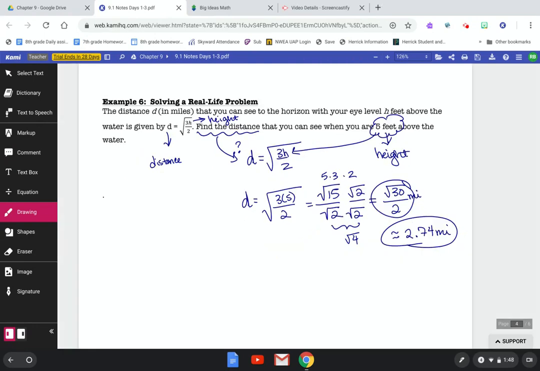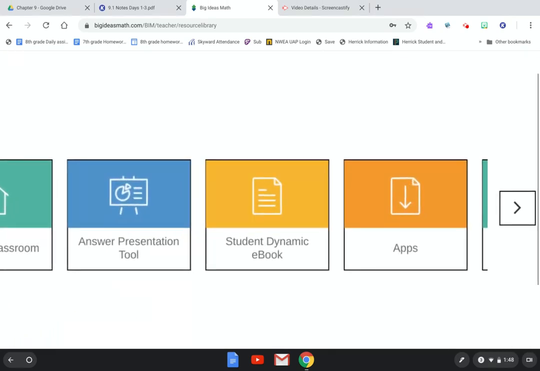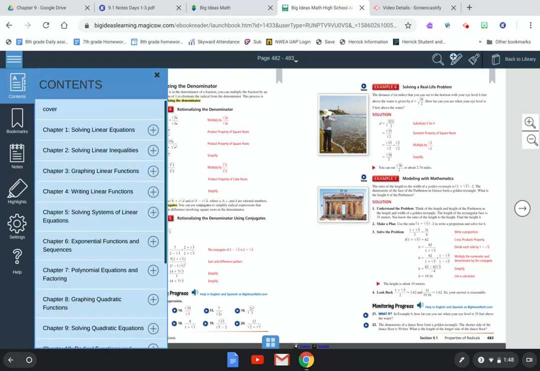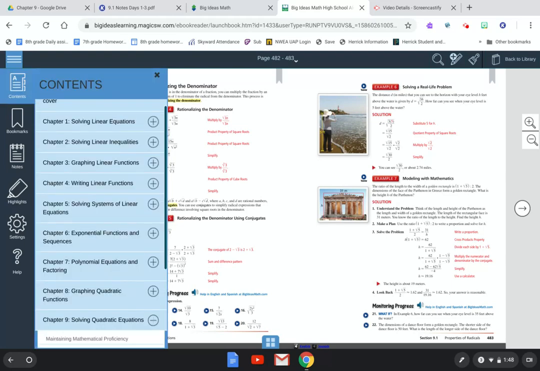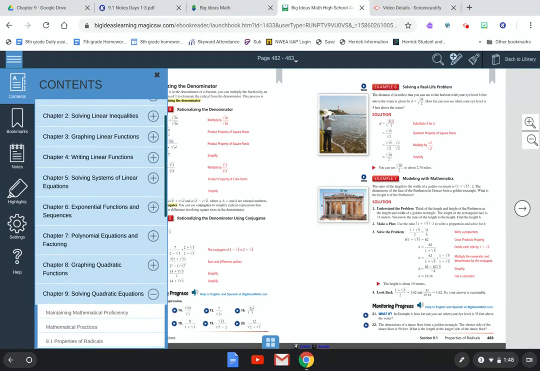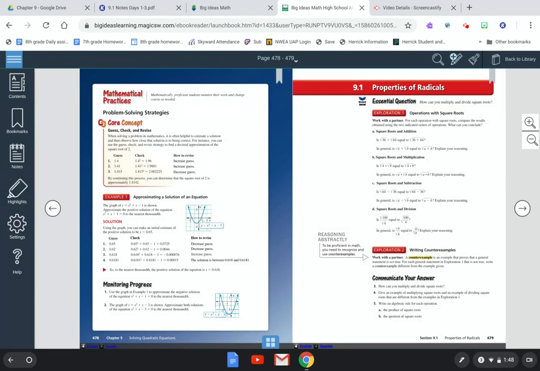I also want to mention that if you need further guidance and you want to see more videos, go to your Big Ideas and click the student dynamic ebook, so right there, click that. This will take you to your textbook essentially. So I always click on contents. I go to chapter 9 that we're in, or whatever chapter you need to find. And then in this chapter, we are on section 9.1, properties of radicals. So then it brings you to the beginning of it.